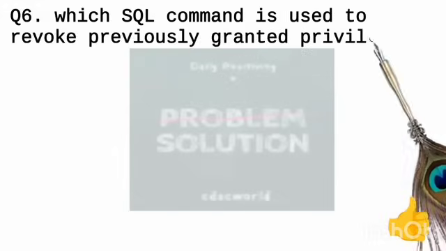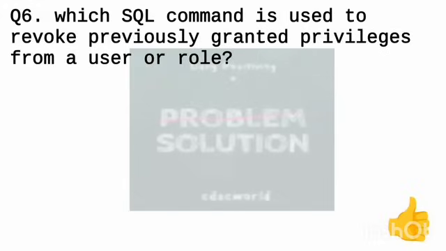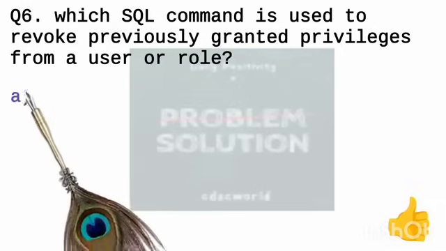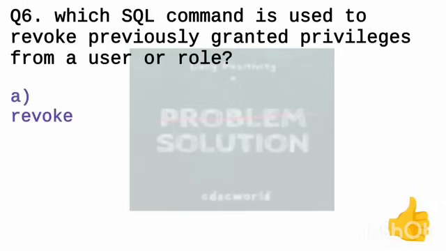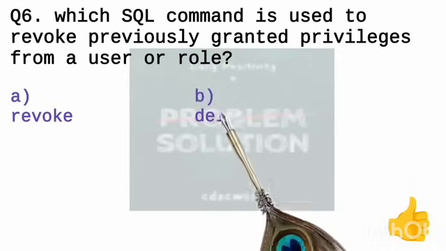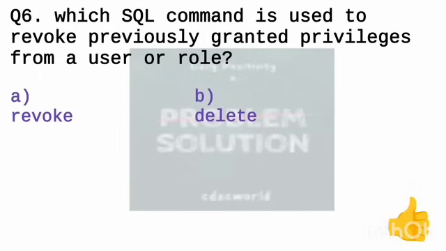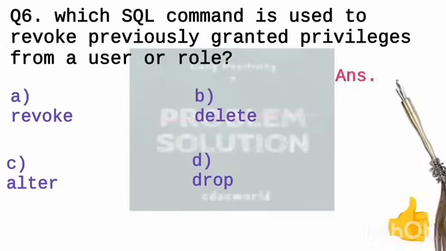Query number 6. Which SQL command is used to revoke previously granted privileges from a user or role? Option A, revoke. Option B, delete. Option C, alter. And option D, drop. And the answer is A, revoke.